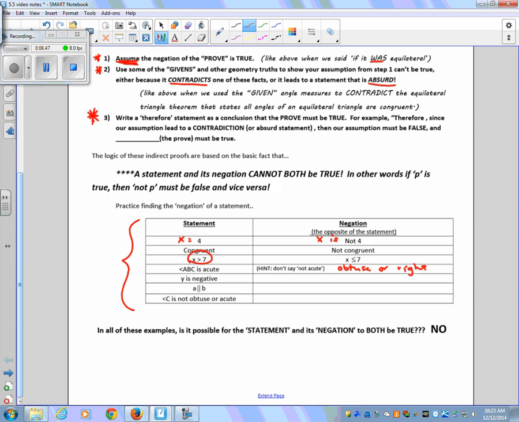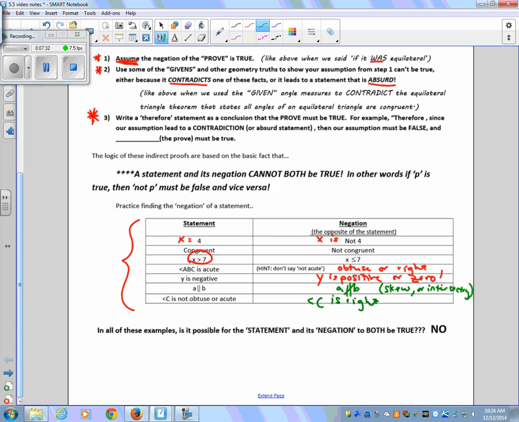Y is negative. Well, the negation would be y is not negative, which means y is positive or 0. Okay? A is parallel to B. The negation would be A is not parallel to B. We could put a little slash through it, not parallel. So what would that leave us? That leaves us either skew or intersecting. Those are our only choices with two lines. Angle C is not obtuse or acute, then angle C must be right.